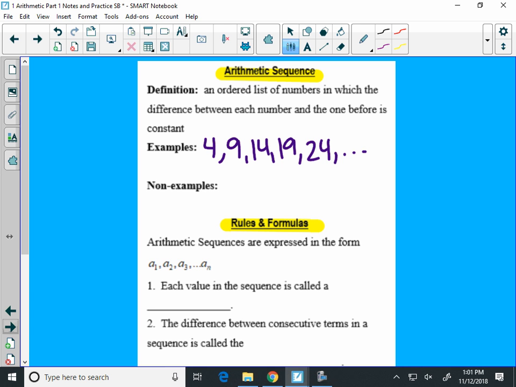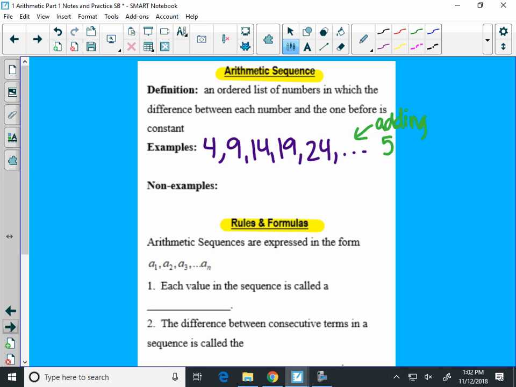What are you adding each time? What's the pattern? Not 10. 5. So you are adding 5 here each time. That is your pattern. An arithmetic sequence adds the same number every time.